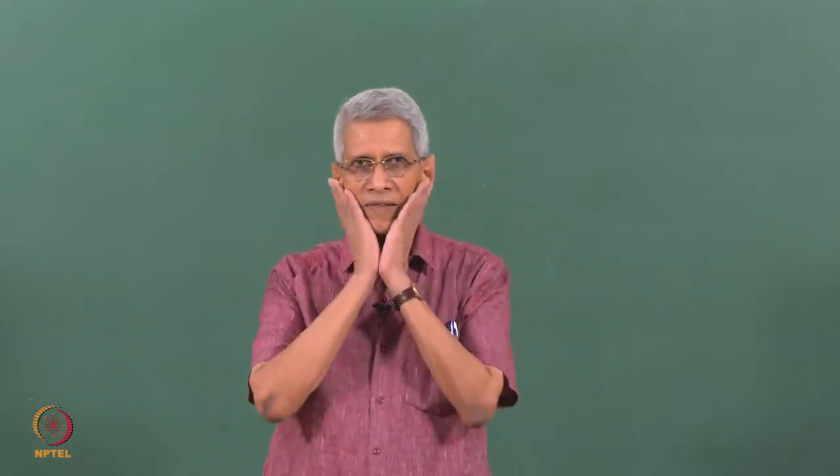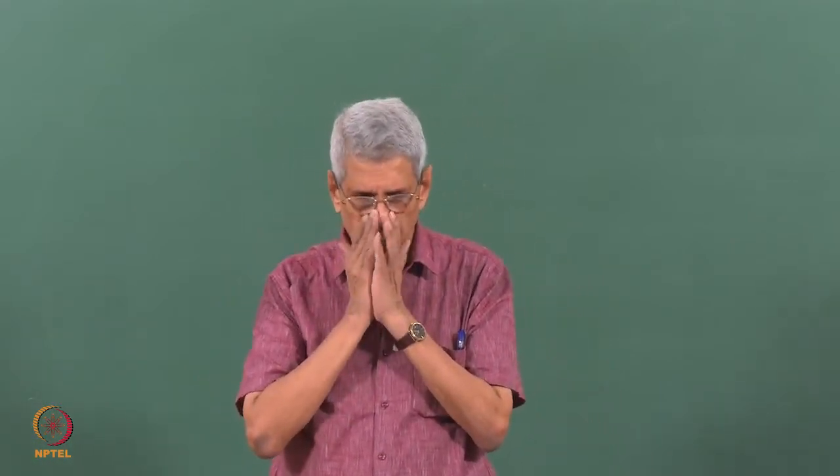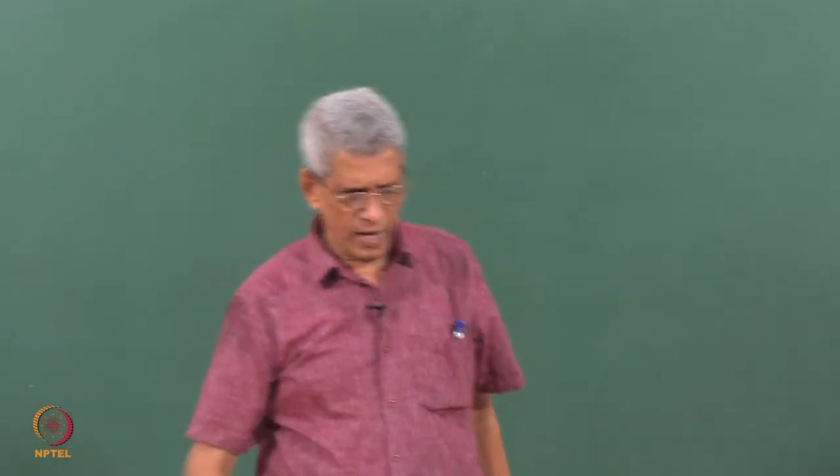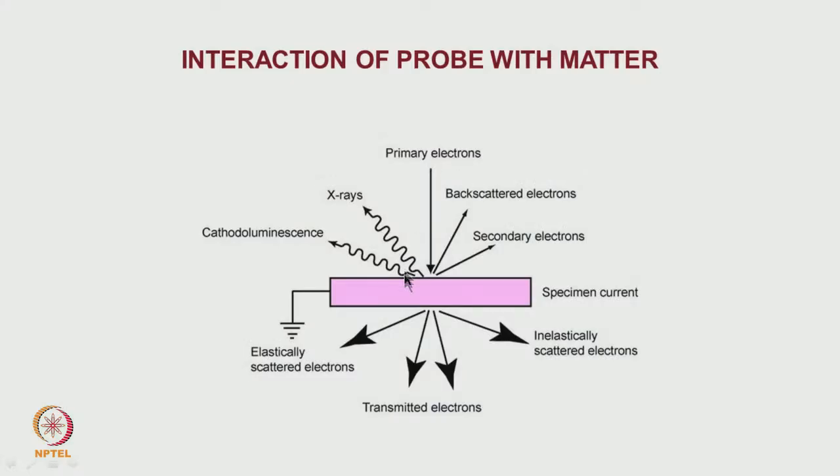I mentioned in the last class that when the incident probe is an electron and it enters a sample which is very thin, secondary electrons are produced in the material, backscattered electrons are produced, X-rays are produced. These are all because of the interaction of the electron with that sample. Then the electrons are diffracted. These are called transmitted electrons. Then elastically scattered electrons are there. This is what we use for Z contrast microscopy. Inelastically scattered electrons are the ones which are used for energy loss spectroscopy.